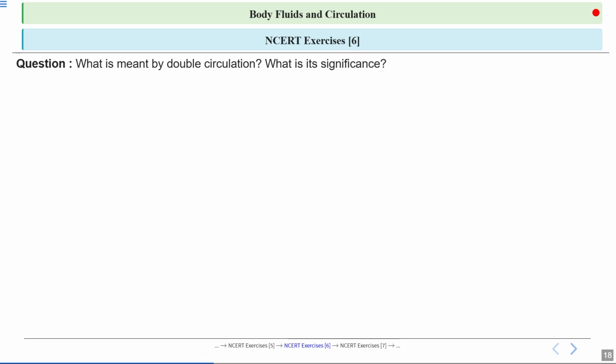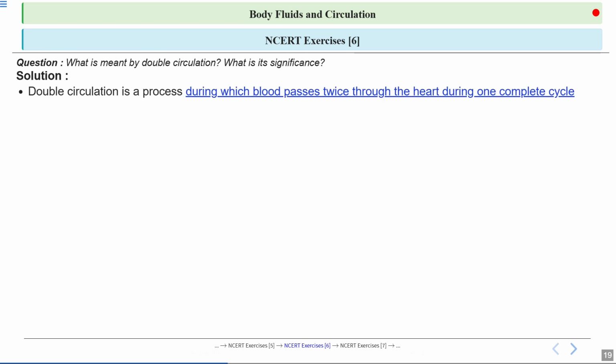Okay, next question, what is meant by double circulation and what is its significance? So let's have a look at the answer. Okay, so double circulation means that blood passes through the heart twice during one complete cycle.